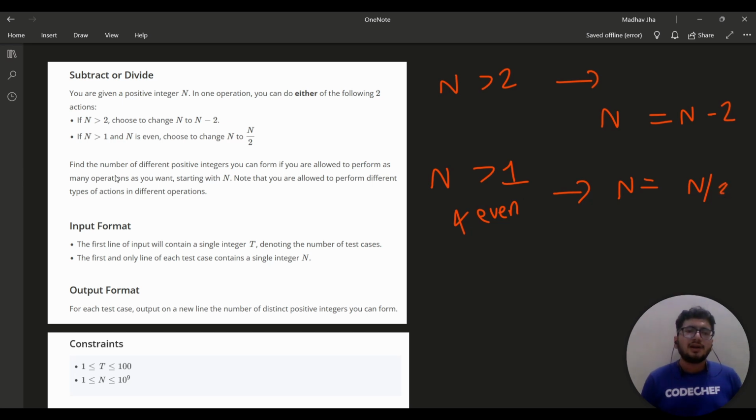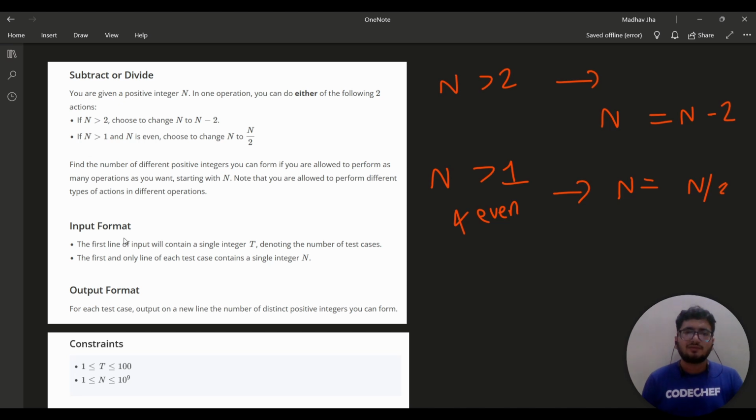Now we need to find all the different positive integers that we can form if we are allowed to perform as many operations as we want, either of these, starting with n. We are allowed to perform any operation at any time.